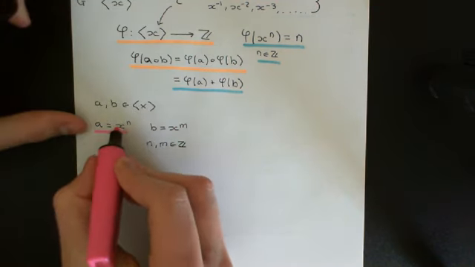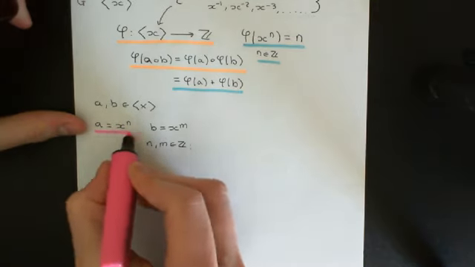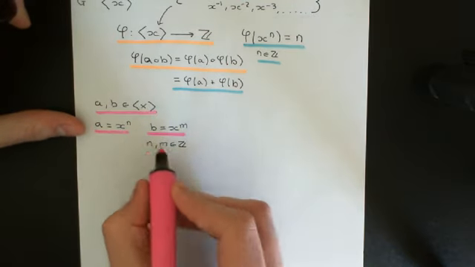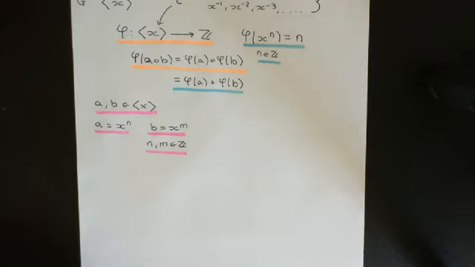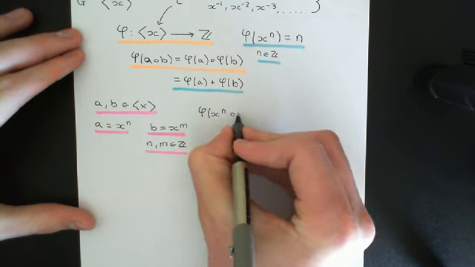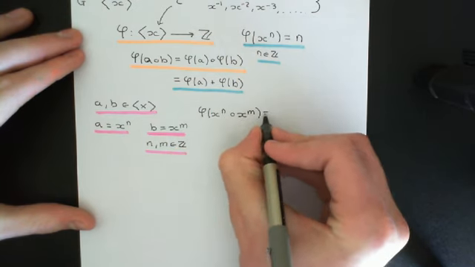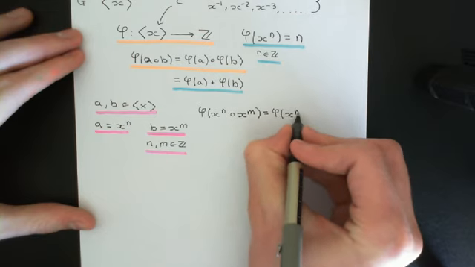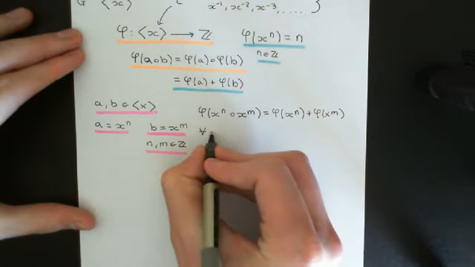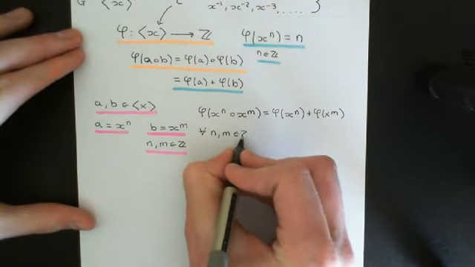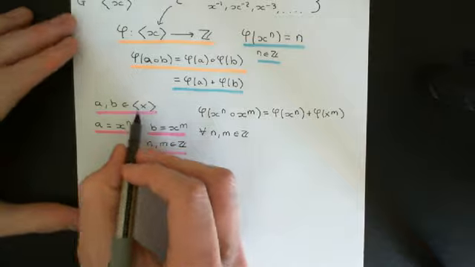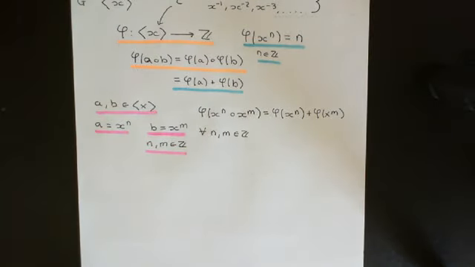I've said we're going to have some arbitrary element of this group, and we can write that as a power of x, and another arbitrary element of this group, which we can also write as a power of x. Okay, right. So what I now want to prove then is that phi of x to the power of n composed with x to the power of m is equal to phi of x to the power of n plus phi of x to the power of m, and that needs to be true for all little n and little m that are elements of the integers, so that it's going to be true for any arbitrary elements of this cyclic subgroup generated by x.